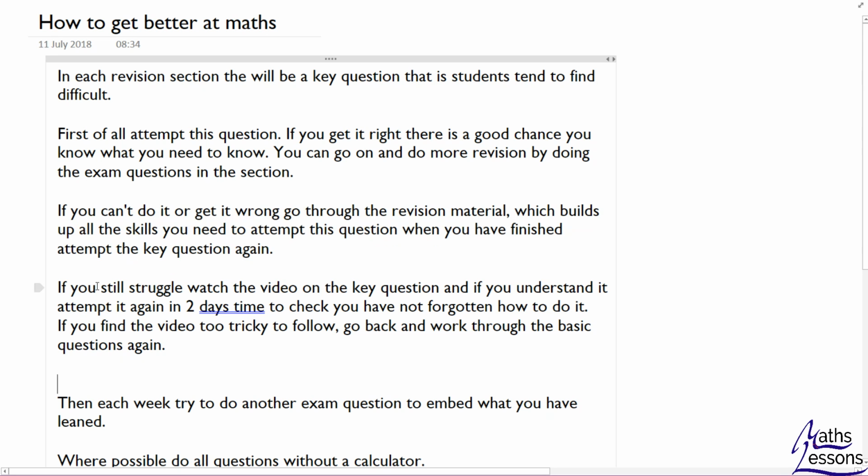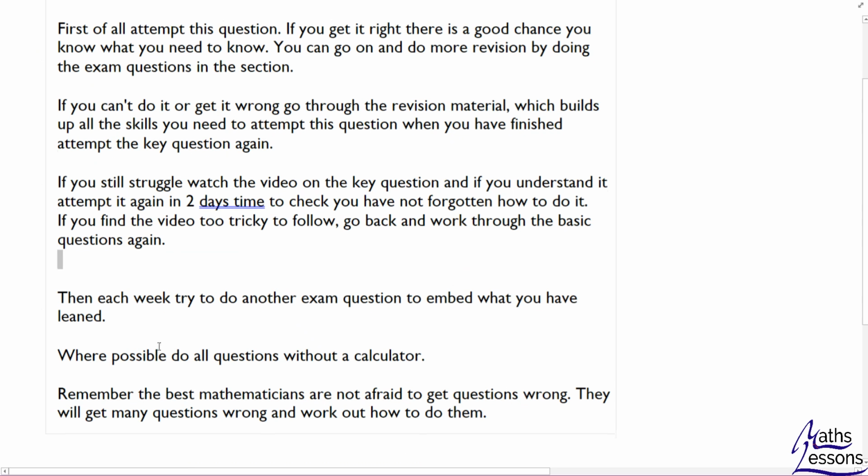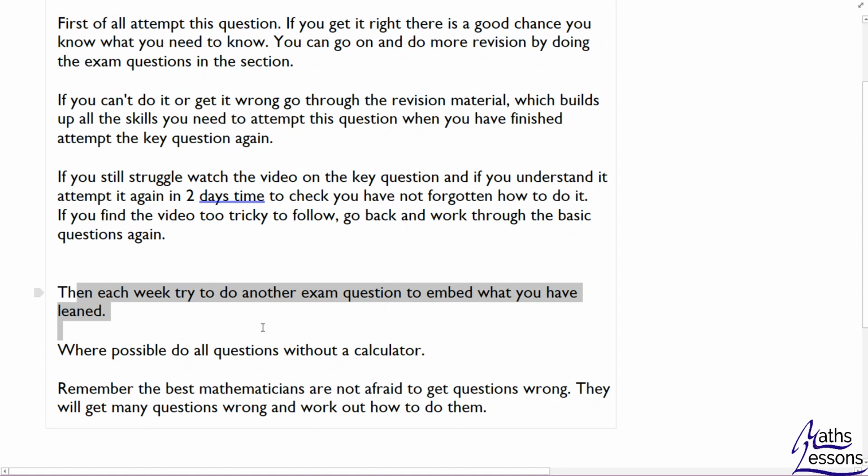And if you did struggle, or if you didn't get it right, do attempt again a couple of days after you've watched the video to check you haven't forgotten it. And then try a week later to do more exam questions. Once you've got the hang of it, keep practicing until you're really, really sure that you're always going to do it. And where possible, always do every maths question without a calculator, because you have a non-calculator exam.